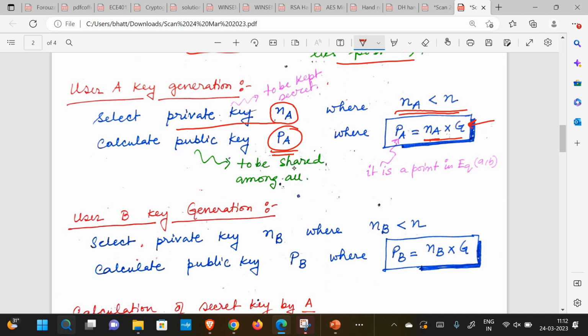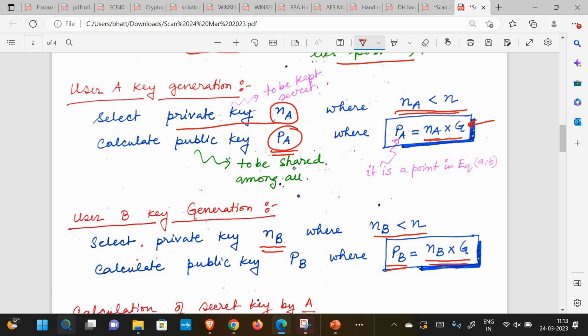So now this is about the key in the A direction, the transmitter side. This is what you are trying to do. Now the receiver side, we are going to do the same thing. We are going to take some private key NB, which again lies between this range, and we are also going to get a public key PB, which is again NB multiplied by G.